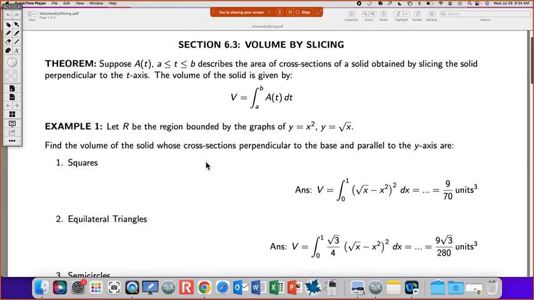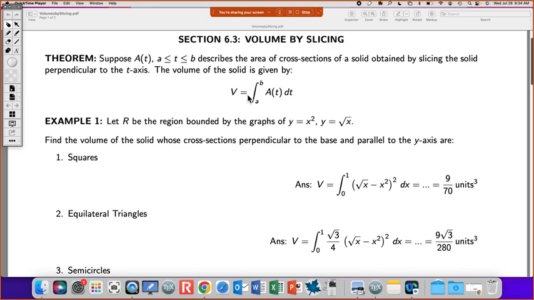So today we're going to look at another application of the integral. We're going to start looking at volumes. And we're going to be looking at volumes two different ways. So we'll have one way we'll look at today, and then tomorrow we'll look at another way. But here's the idea behind volume by slicing.